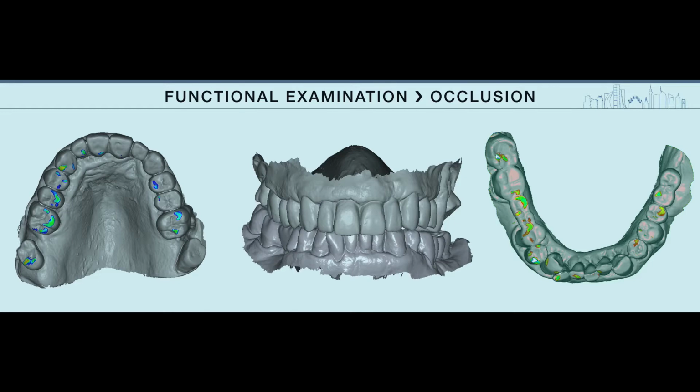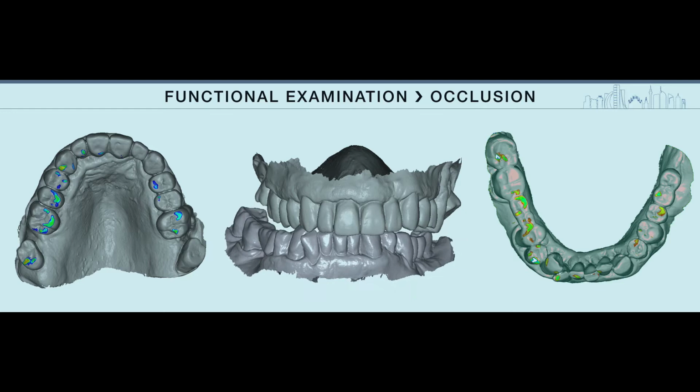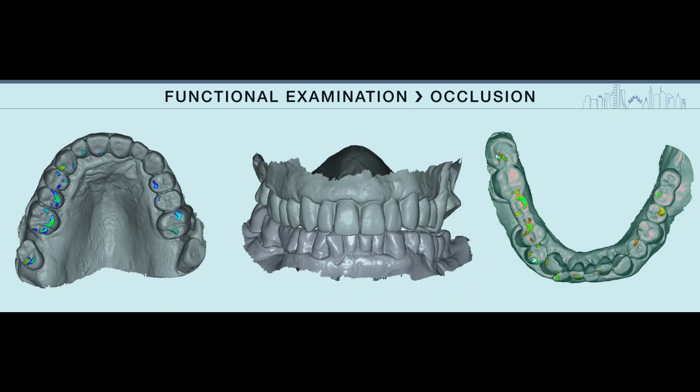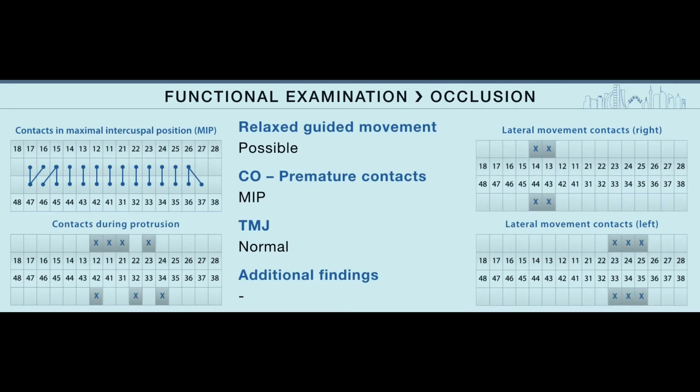I'm not sure about simulation of the function because this is something that we have to discuss, but it's very nice to check for the static occlusion. So we can then transfer this into our charting, and you can see we have multiple contacts in the maxillointercuspal position. The contact in protrusion went exclusively through the anterior teeth. One premolar was involved. The relaxed guided movement was possible. The CO coincided with the MIP. No abnormalities in the temporomandibular joint, and the lateral movements to the right and the left went exclusively through the premolars and the canine.